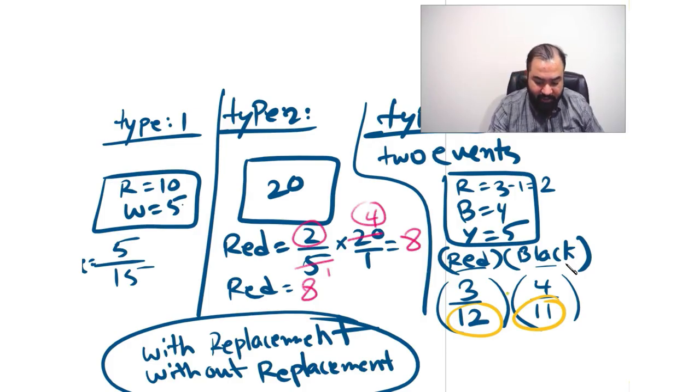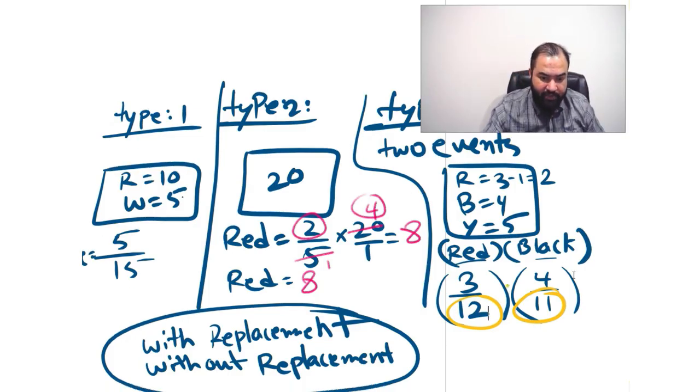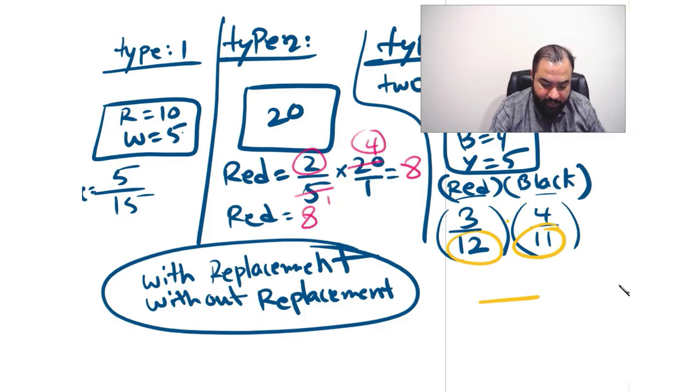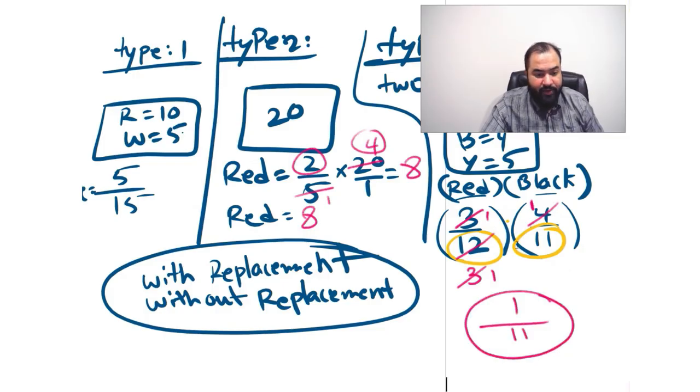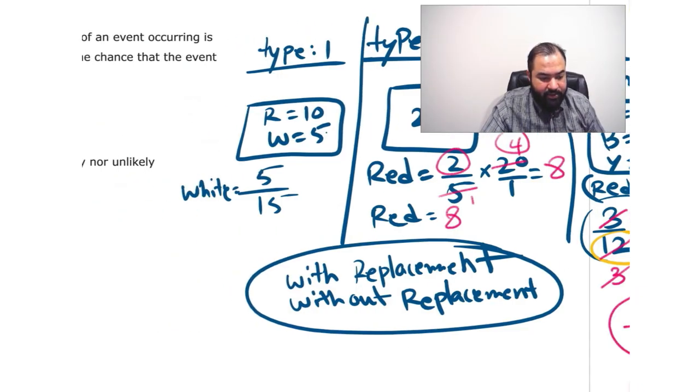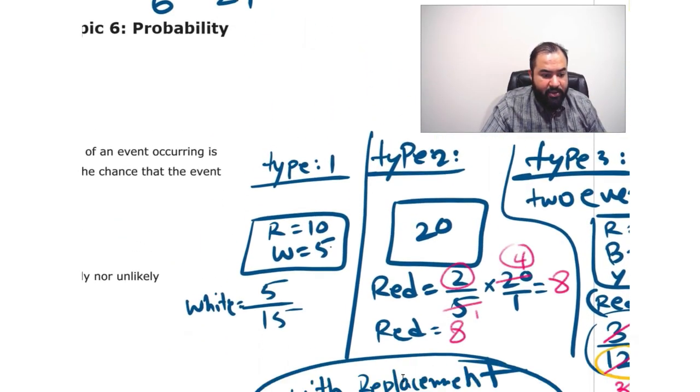Now you just multiply them. 3 times 4 is 12, and 12 times 11. You could simplify when you multiply, which makes it easier. You can simplify 4 with 12, we get 3 over 1. Then we simplify the 3 numerator with the 3 denominator. So it's just 1 over 11. You get it? Two events. We're going to practice some questions so you'll understand the 3 types.